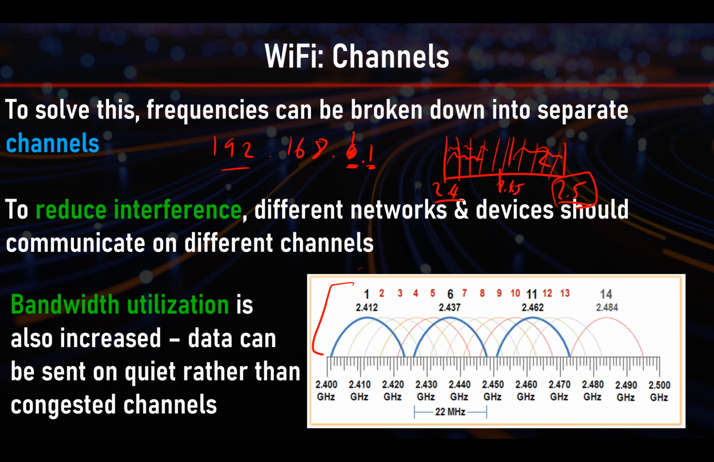We can also say that the bandwidth utilization is increased because data can be sent on a quiet rather than congested channel. So if one channel has lots of people, maybe it's having to wait. Instead we can switch that device to send and receive data on a quieter channel. You can definitely change the channel for the router, and you might even be able to have different devices on the same network communicate over different channels.